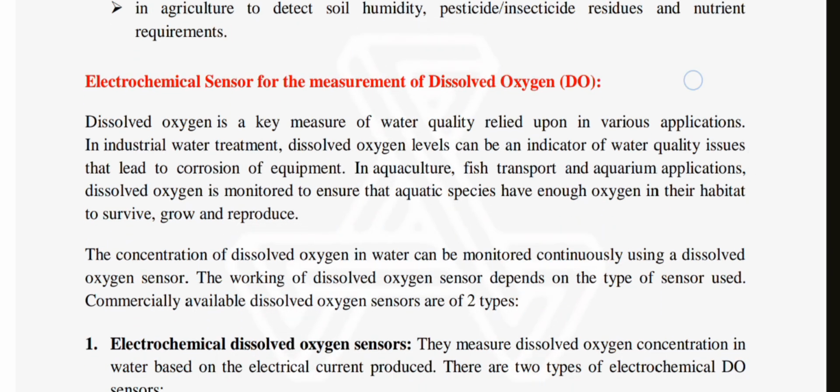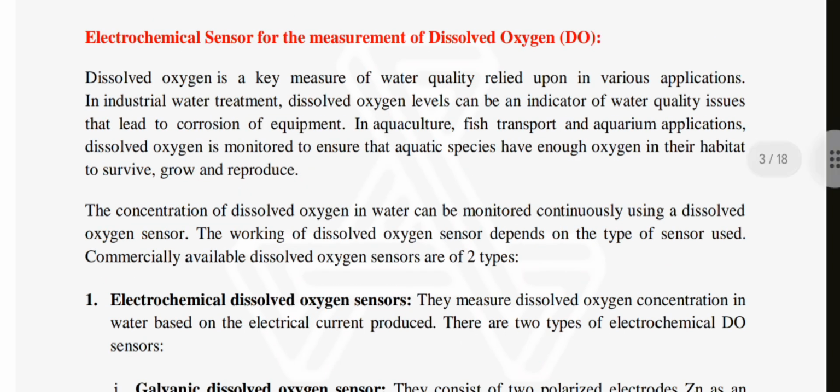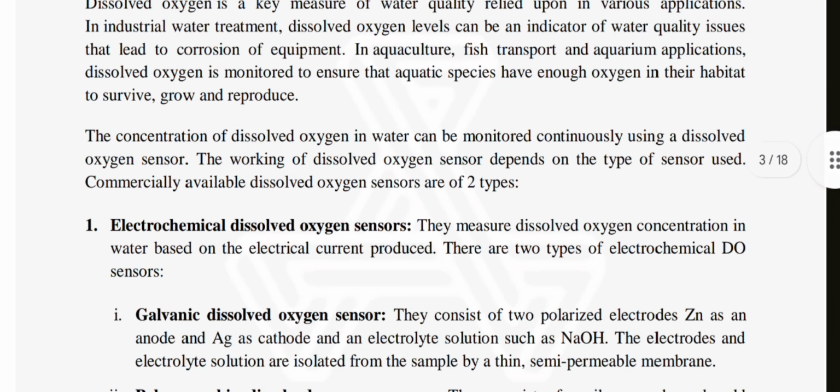Electrochemical sensor for the measurement of dissolved oxygen, DO. Dissolved oxygen is a key measure of water quality relied upon in various applications. In industrial water treatment, dissolved oxygen levels can be an indicator of water quality issues that lead to corrosion of equipment. In aquaculture, fish transport and aquarium applications, dissolved oxygen is monitored to ensure that aquatic species have enough oxygen in their habitat to survive, grow, and reproduce.